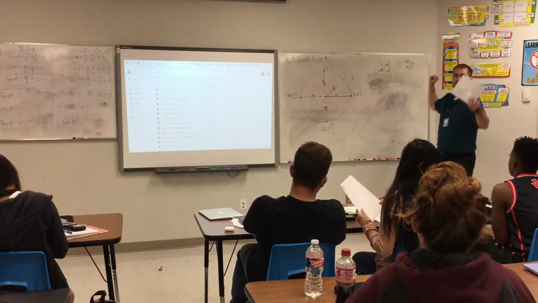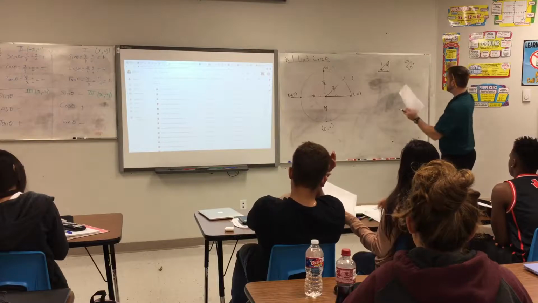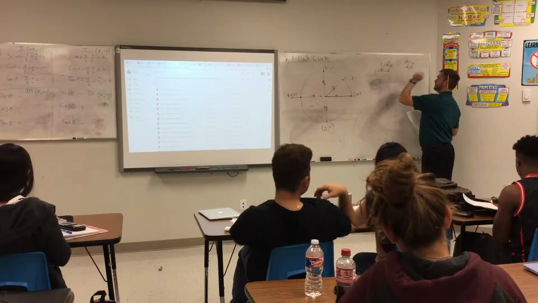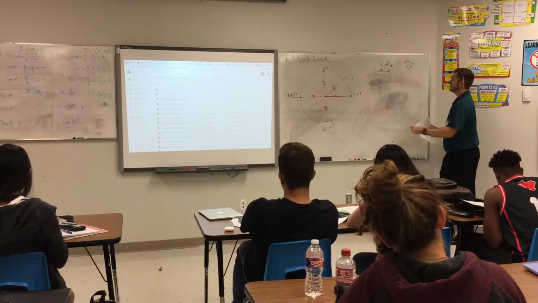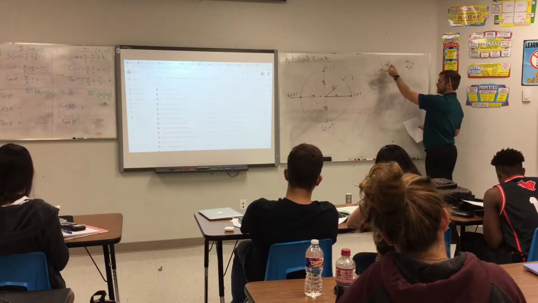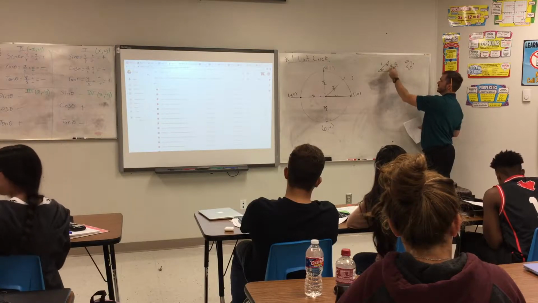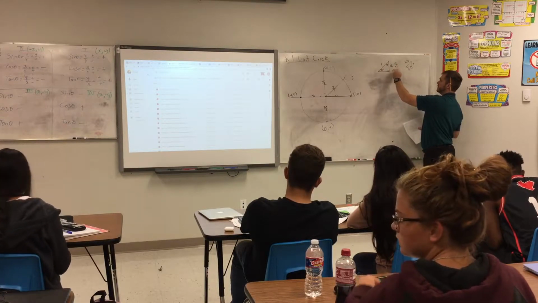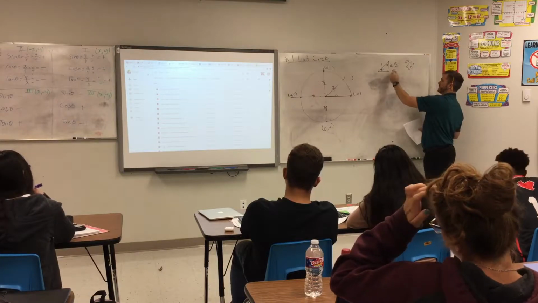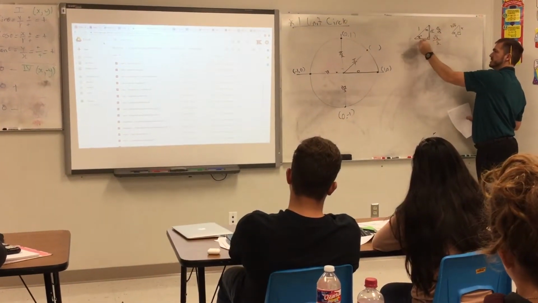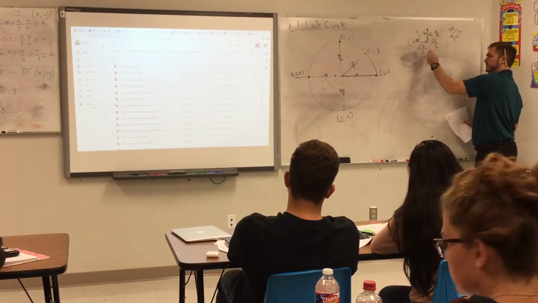Say it again? Divide by root 2, yeah. So it's going to be 1 divided by root 2. Which we all hate because it's a radical in the denominator, so we're going to multiply by root 2 over root 2. So we end up with the square root of 2 over 2. That's what this side is, and whatever this side is is also what this side is, root 2 over 2.